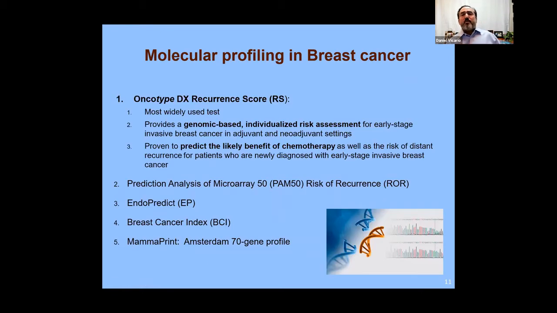For molecular profiling in breast cancer, I'm just going to mention the Oncotype DX that you've heard of. It's widely used. It's a genomic-based individualized risk assessment and predicts the likely benefit of chemotherapy. We're using this in early stage invasive breast cancer in adjuvant and neoadjuvant settings. The rest are the other techniques that are available as well.